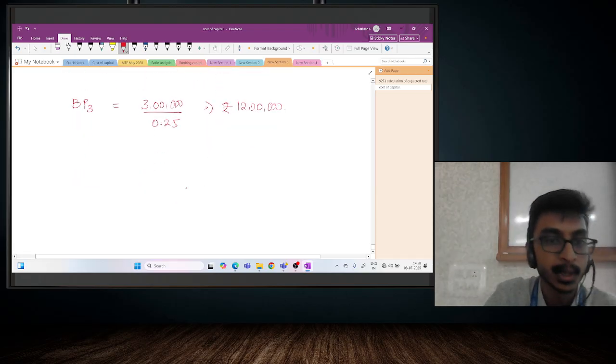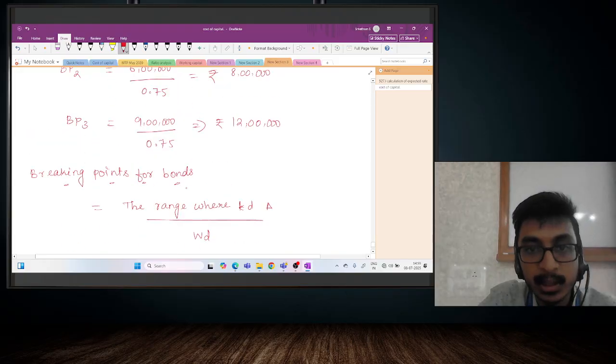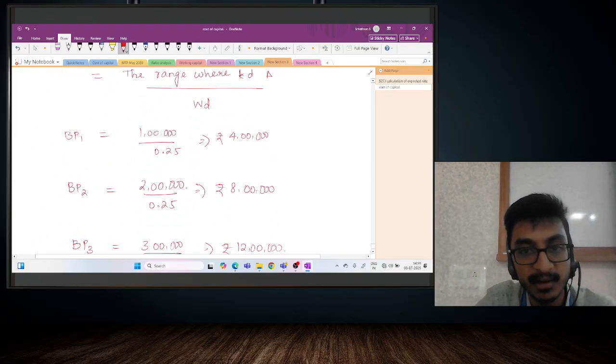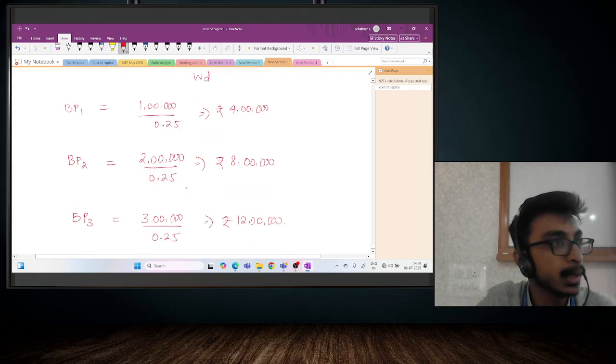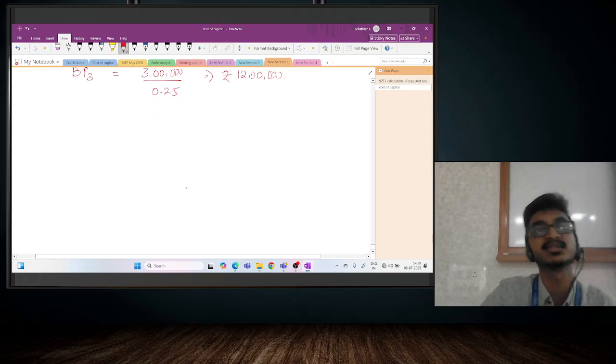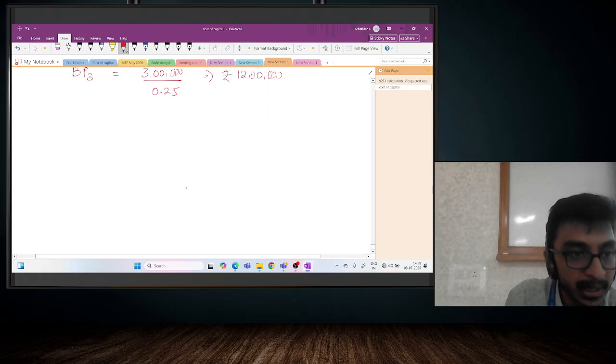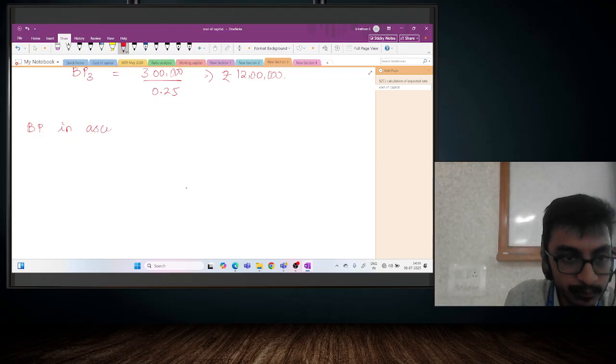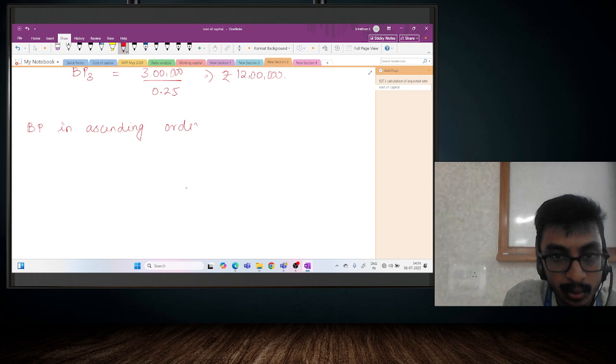Now listen. For equity we have 3 breaking points, 2 lakh, 8 lakh and 12 lakh. For bonds we have again 3 breaking points, 4 lakh, 8 lakh and 12 lakh. Now let's see how to interpret this. So just write the breaking points in ascending order.